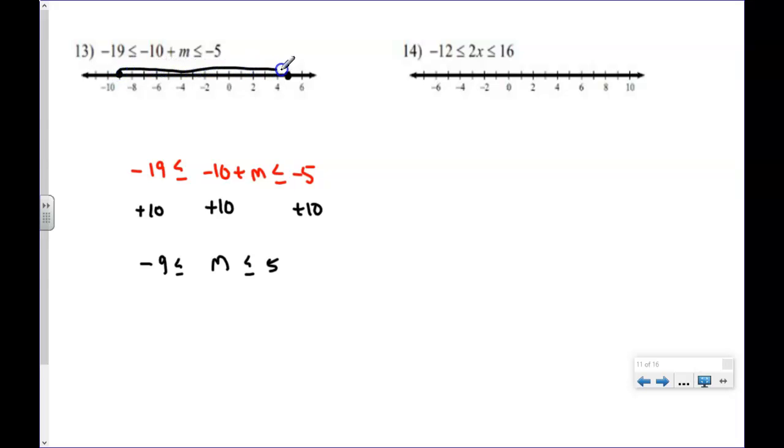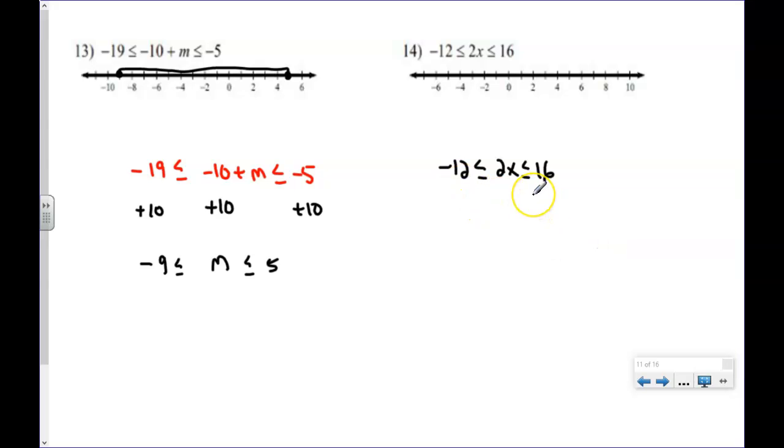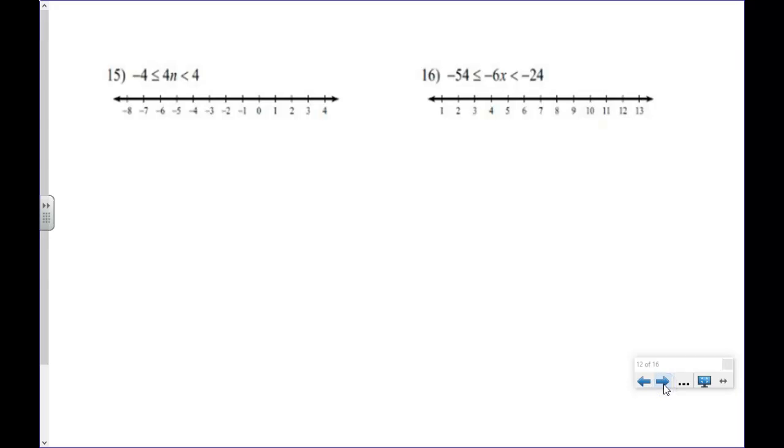So like in this case, your graph would look like this. Okay. The same idea here with this one. I got negative 12 is less than or equal to 2x, which is less than or equal to 16. So in this case, guys, we do want to divide by what's in front of x. So we're going to divide both sides by 2, all three sides by 2, actually. So I end up with negative 6 is less than or equal to x, which is less than or equal to 8. Okay? So if I wanted to graph that, it's going to go closed, closed, and in between there. Okay, guys? All right. We're going to skip those two.